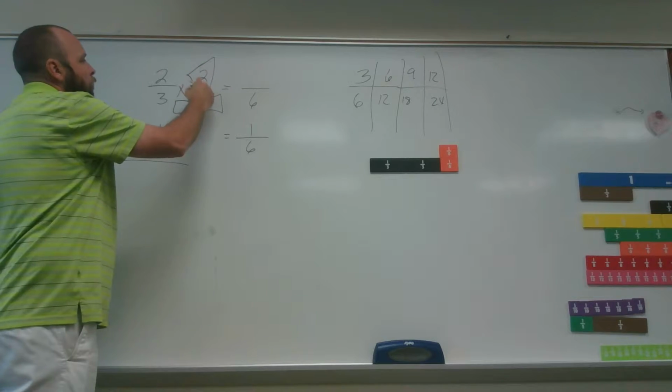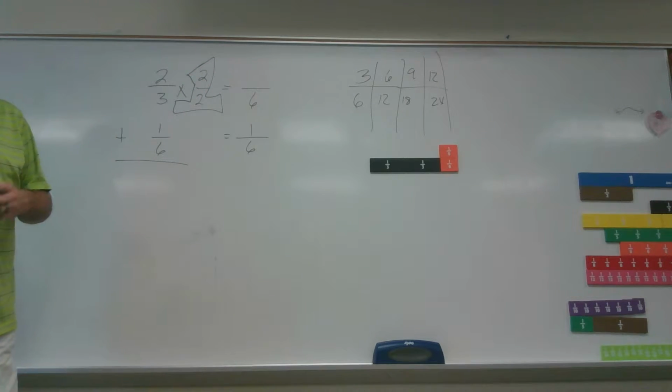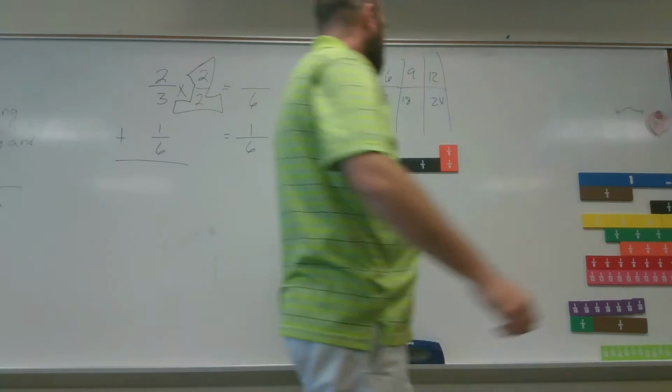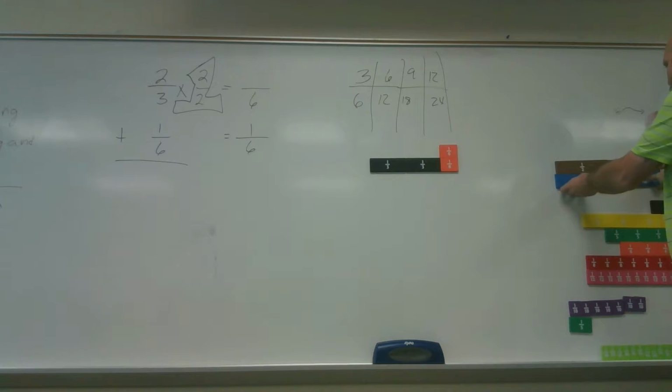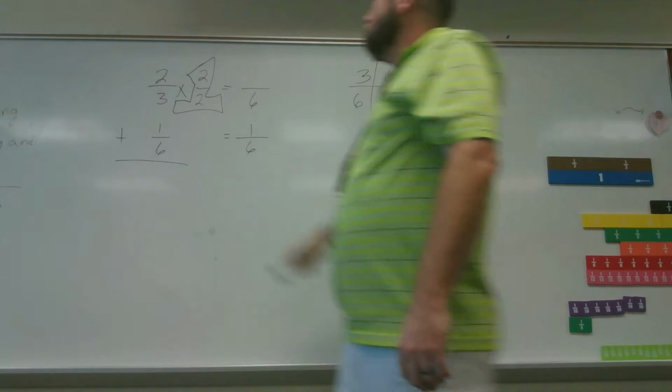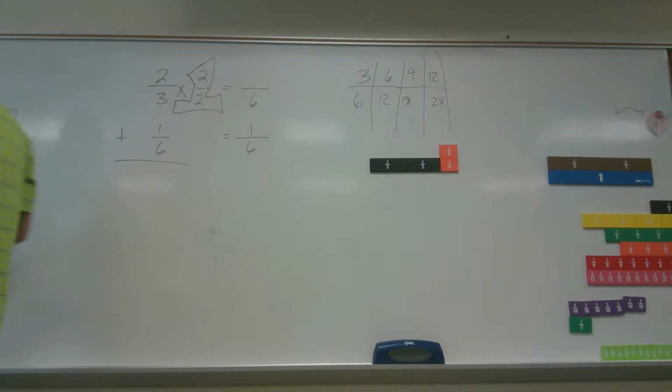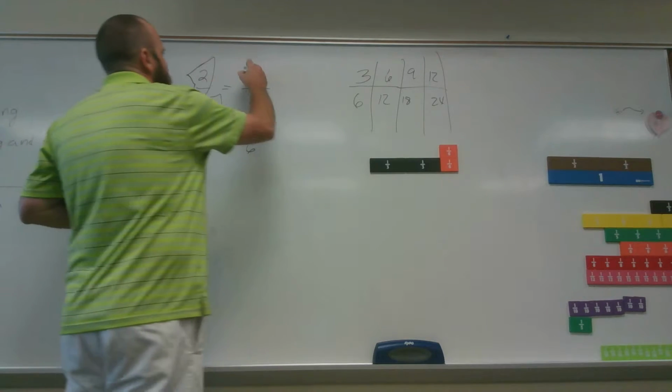2 over 2. Because, as we've proven before, 2 halves equal 1 whole. Those two are equivalent. 2 halves equals 1 whole. All right, so Hannah, 2/3 times 2 over 2 equals how many sixths? 4. 4/6.